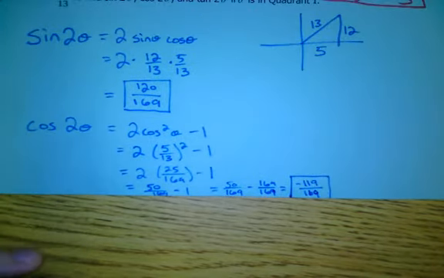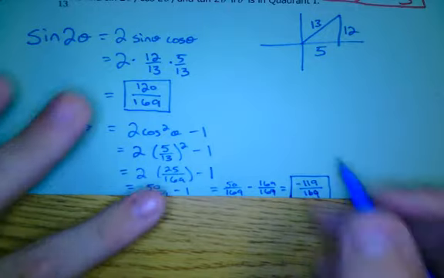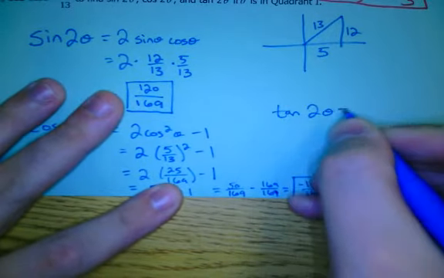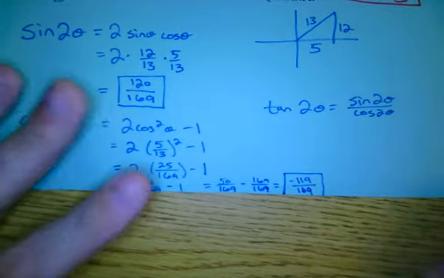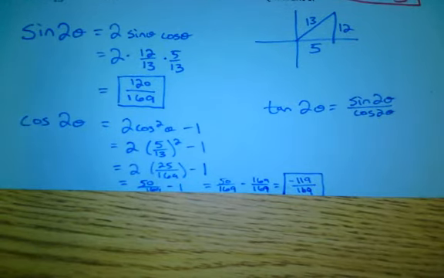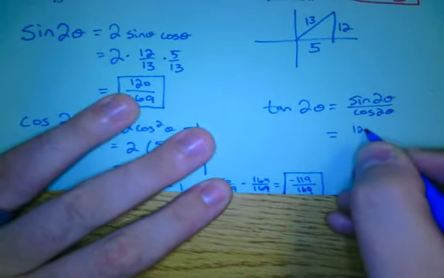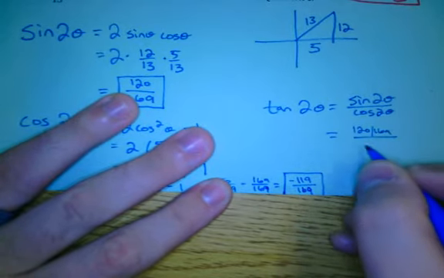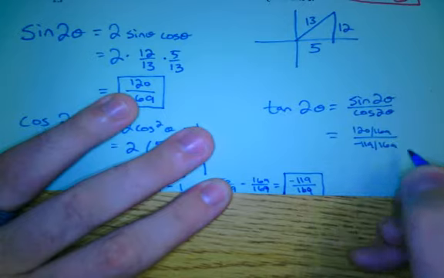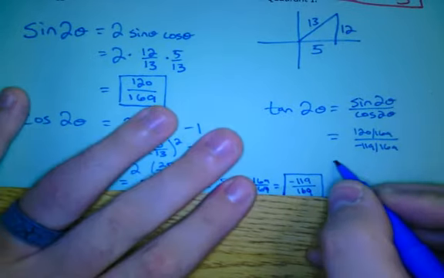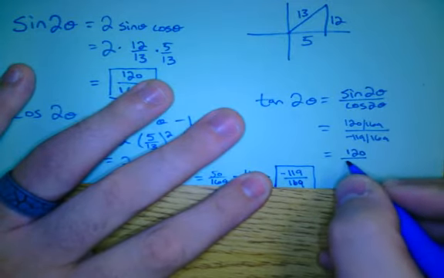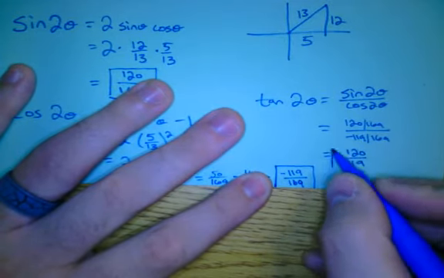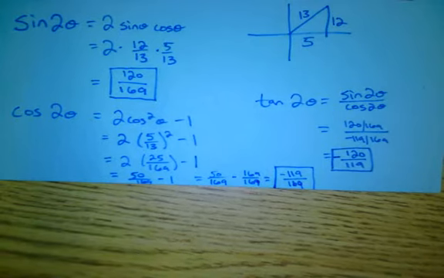Okay. Yes, thank you. Someone realized that for tangent, what do you need to do to find tangent? Just divide the two answers. That's why I don't ever memorize any tangent formulas. Just divide them. So you're going to get 120 over 169 all over negative 119 over 169, which is? The 169's cancel out. I'm going to put the negative out in front so it looks nice and pretty. Okay? So all you do is just use those formulas.